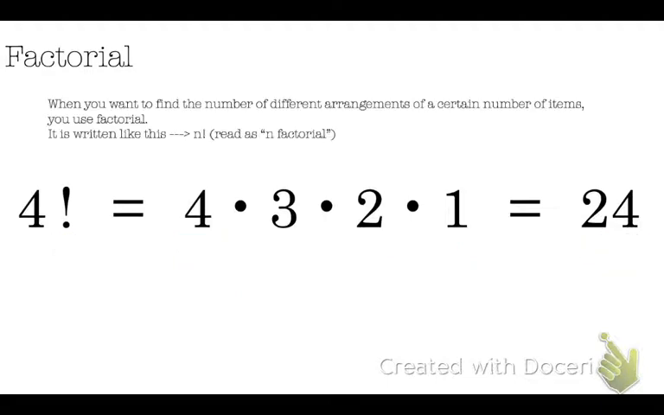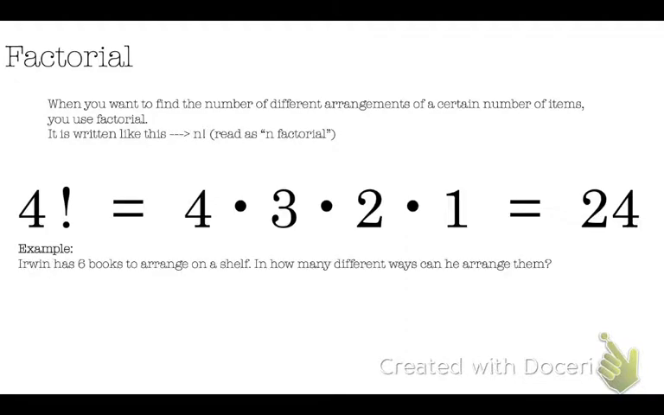Okay, so when you want to find a number of different arrangements of a certain number of items, you can use a factorial. It's just written like n exclamation point, which reads as n factorial. And there's a button in the calculator for this. I'll show you guys when we're in class. But for example, if we want to find 5 factorial, that's going to be 5 times 4 times 3 times 2 times 1, which ends up being 120. Okay?